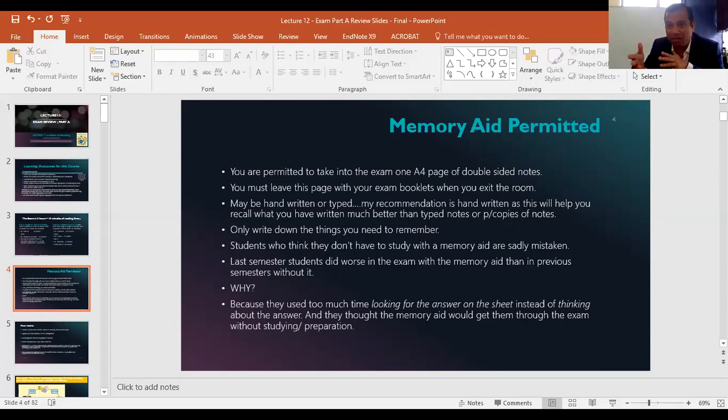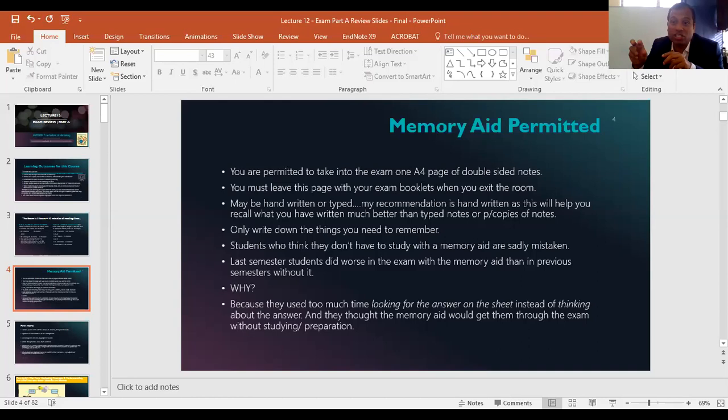Otherwise, all the PPTs, everything, you will have access to, because this is the kind of exam where you're sitting on a desktop or a laptop. But students who think that they don't have to study with the memory aid are sadly mistaken. Overall, it's better to keep a good memory aid with the key points. It will always be helpful for you, and I will let you know throughout these 2 hours what the key concepts in each chapter are on which you can make a memory aid.